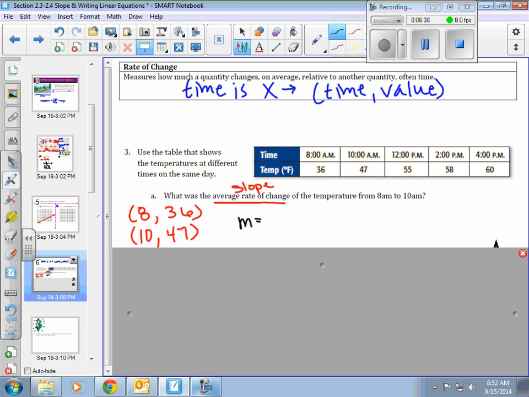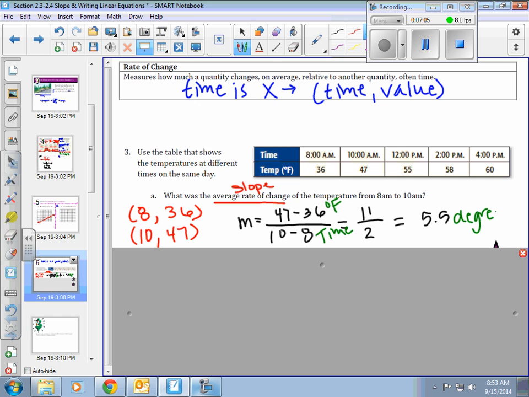So I would find the slope or the rate of change. They are the same thing. So 47 minus 36 all over 10 minus 8. When I do that, I get 11 over 2, which gives me 5.5. My y values are in degrees Fahrenheit, and the x values are in time, so my label is 5.5 degrees per hour. It means it's increasing 5.5 degrees per hour.